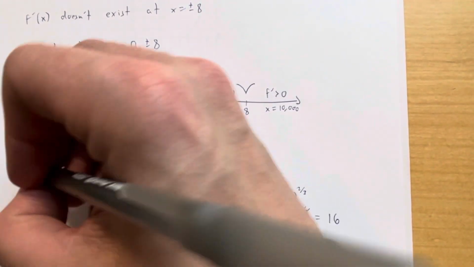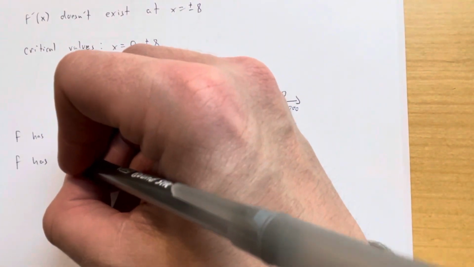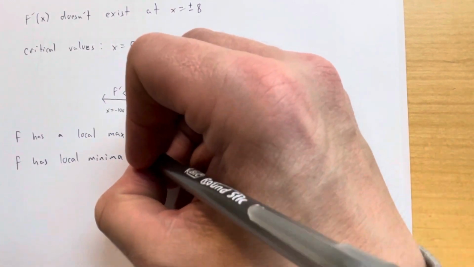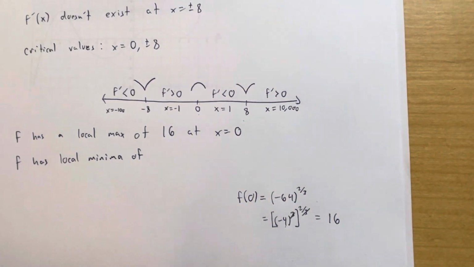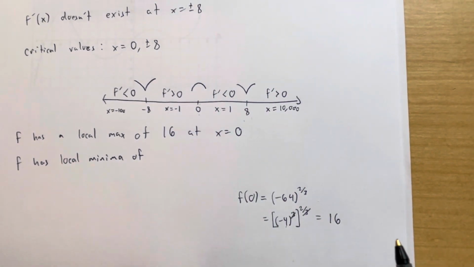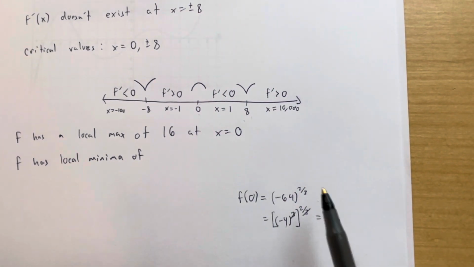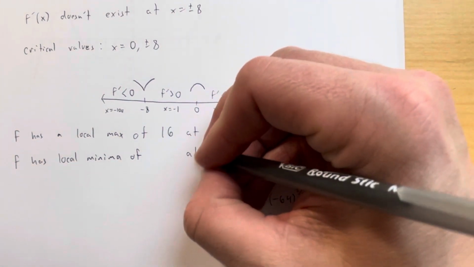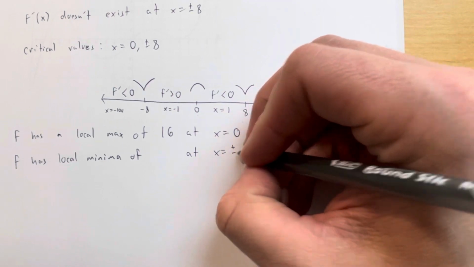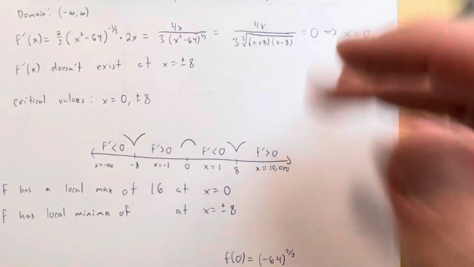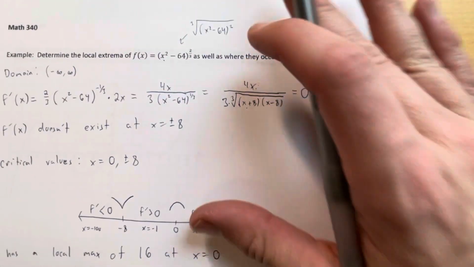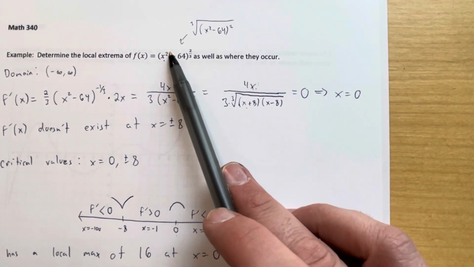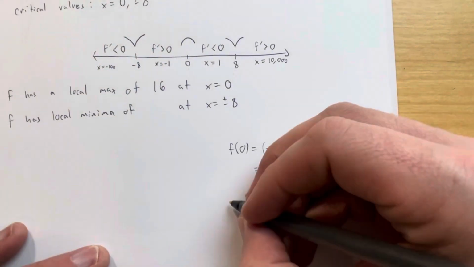F has local minima of, now notice I'm using the plural because we have 2 places where a minimum value occurs. Minima of what? Well, it's plus or minus 8. That's where it occurs. So at x equals plus or minus 8. But notice if I go up to the original function, whether I plug a positive 8 or a negative 8 into this, I'm squaring it, so I'll get the same thing in either example.